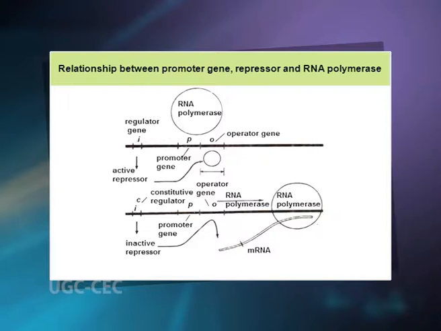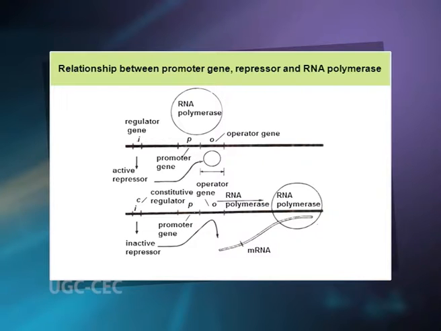The repressor, when attached to operator, prevents the movement of RNA polymerase as shown in this figure. Here, the relationship between promoter gene, repressor and RNA polymerase is clearly shown. The promoter gene in lac operon was inferred from mutations at this locus, which were found to affect the maximum rate of transcription.